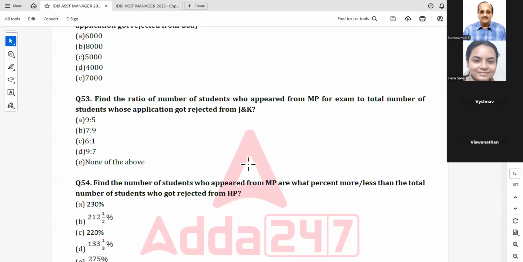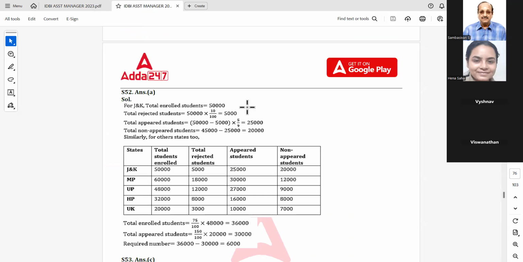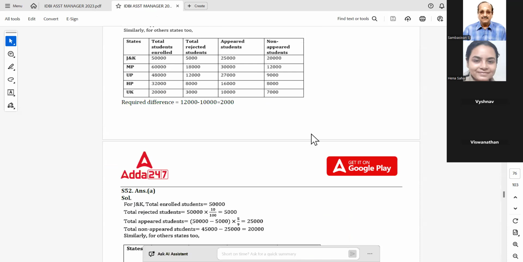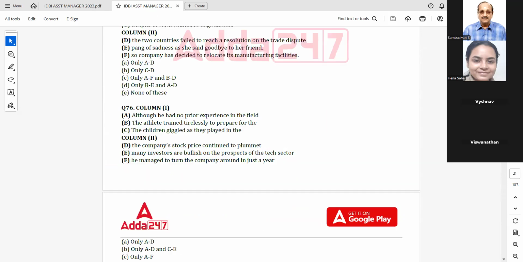Vaishnav, please attempt this problem. Find the ratio of number of students who appeared from MP for exam to total number of students whose application got rejected from JNK. Number of students who appeared from MP. So then we have to go into this figure. The number of students who appeared, it's all in the figure. That is what is more important.